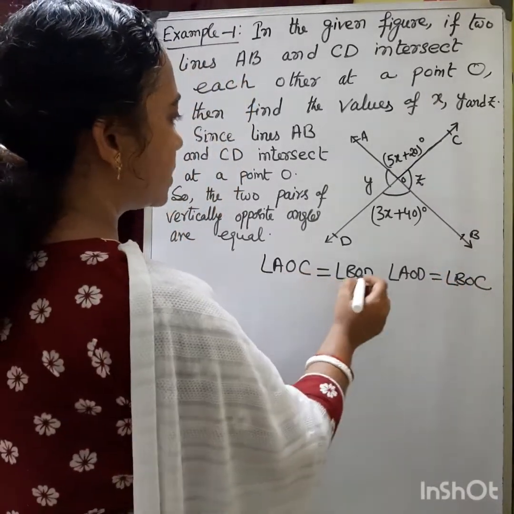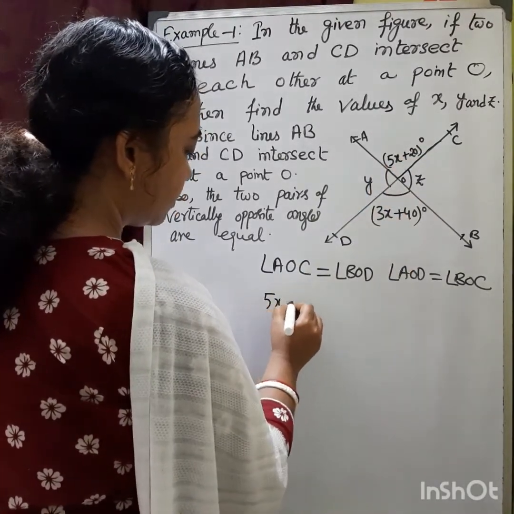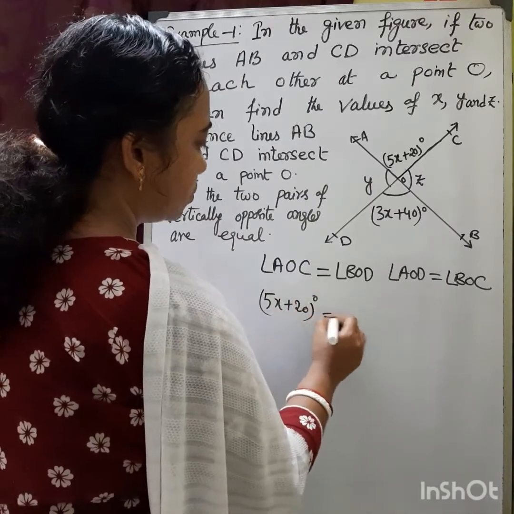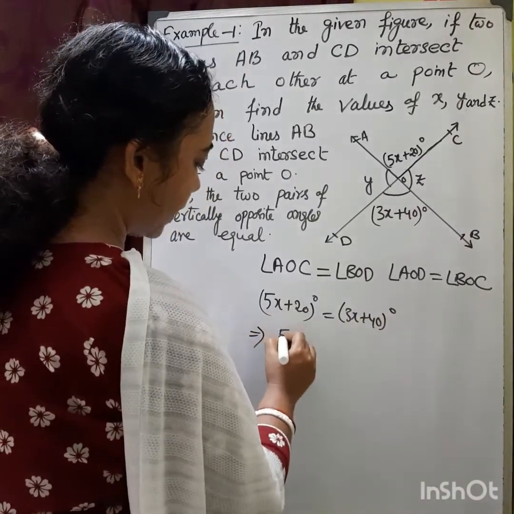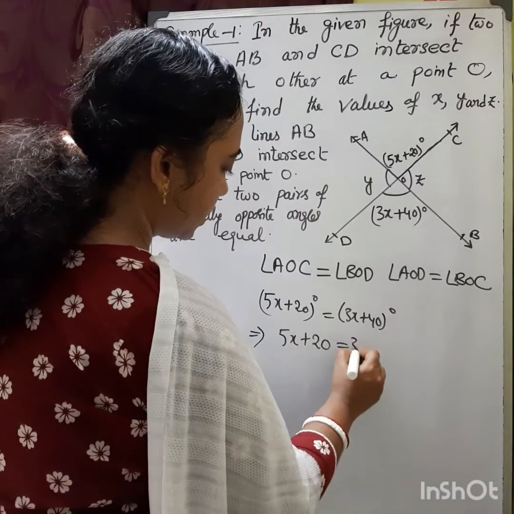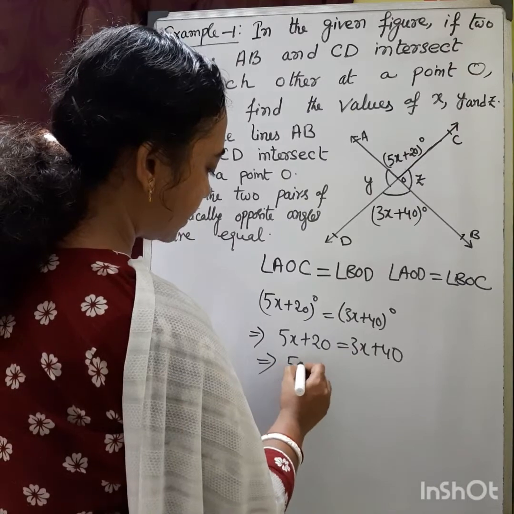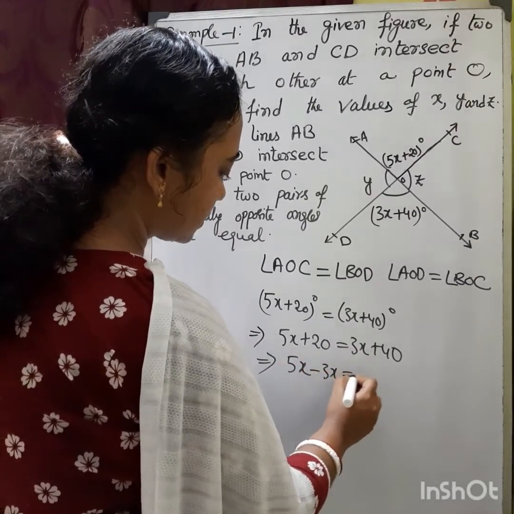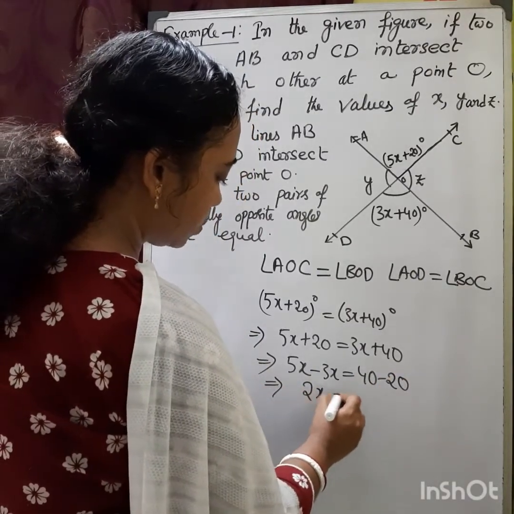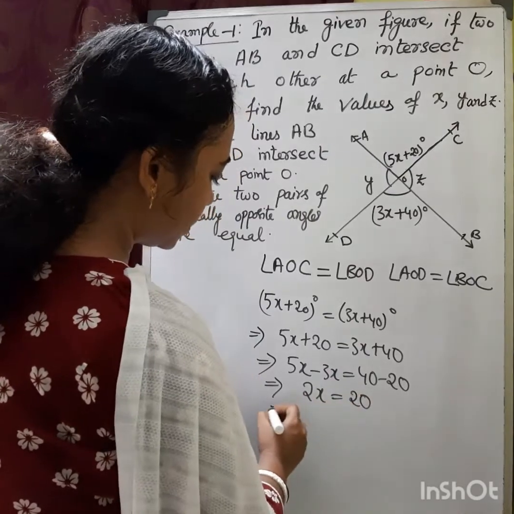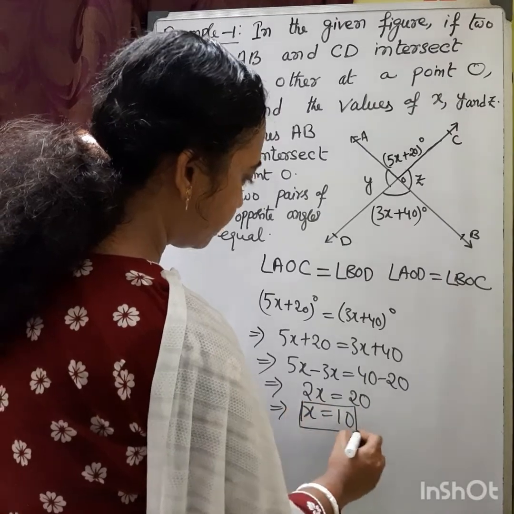Now angle AOC is equal to angle BOD means 5x plus 20 whole degree is equal to 3x plus 40 whole degree. So we can write simply 5x plus 20 is equal to 3x plus 40. Let us solve this equation. So 5x minus 3x is equal to 40 minus 20. So this becomes 2x is equal to 20. If we divide both sides by 2, we get x is equal to 10. So here we are getting the value of x is equal to 10.